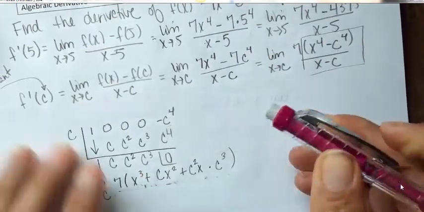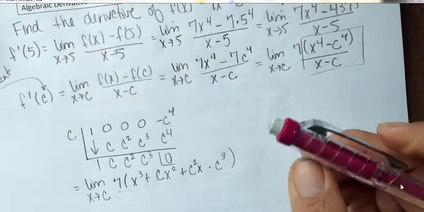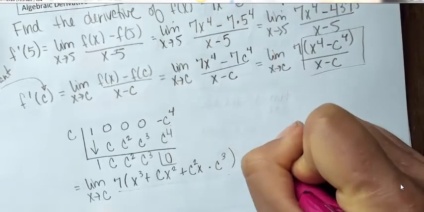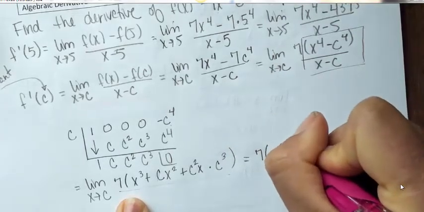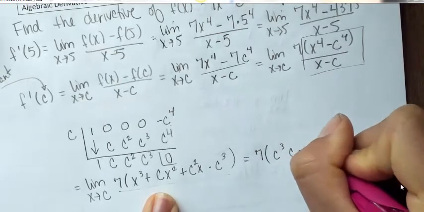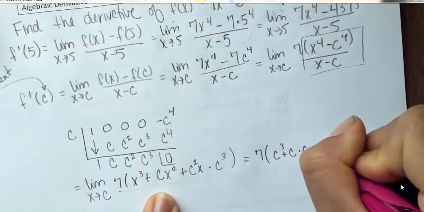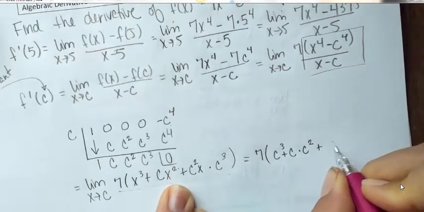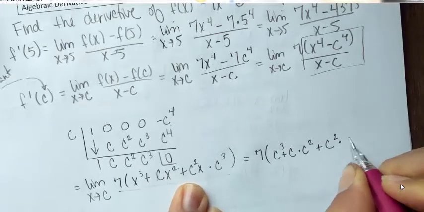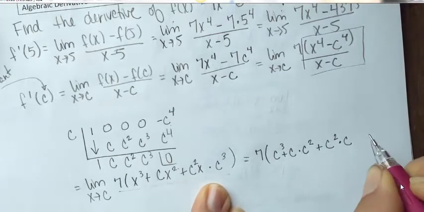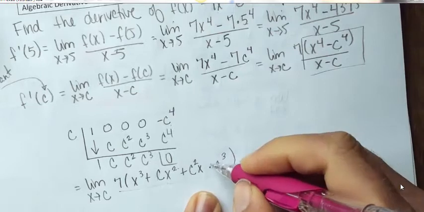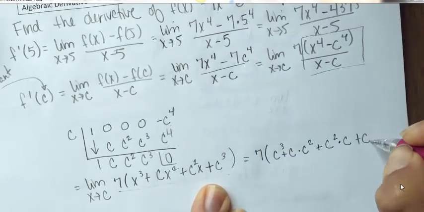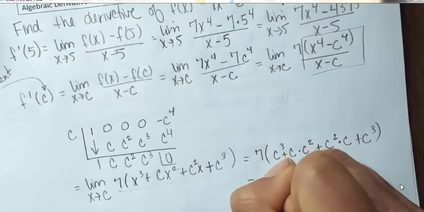So now I can go through and evaluate this. Everywhere I see an x, I'm going to put a c. So now this is really 7 times, instead of x cubed, I'll do c cubed. And then I'll have a c times a c, which becomes c squared. Plus, now you have c squared already times, and for that x, I'll put in a c. And I think I should have put a plus sign here, not a multiplication, sorry, it was positive. Plus a c cubed.